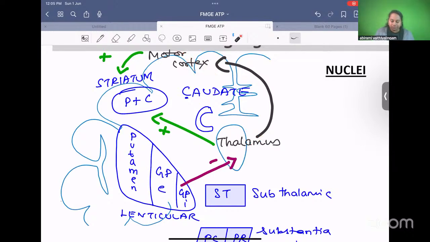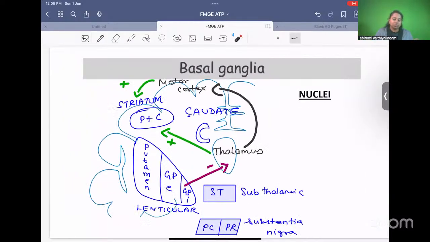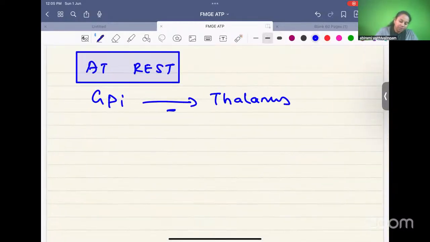So at rest, GPI inhibits thalamus. When thalamus is inhibited, motor cortex is inhibited. That's why you are at rest. You're not making any movement. If motor cortex is not there, you can't make movement.